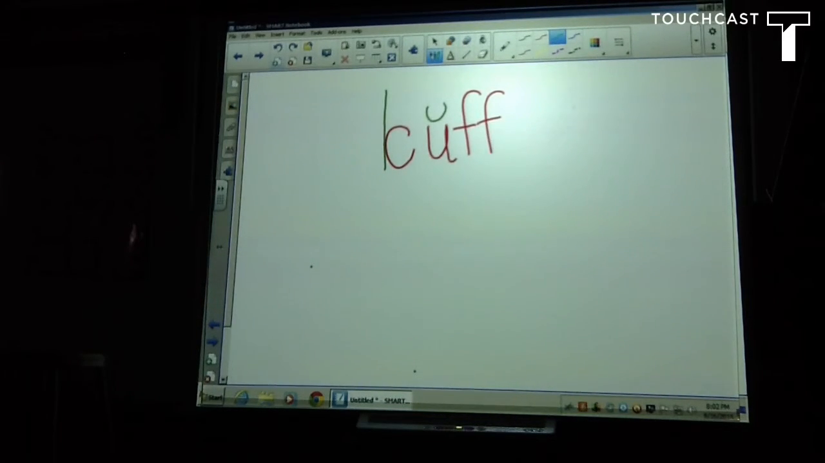Can you read this word for me? Cuff. Very good. Do you think you could use it in a sentence? I ran in the mud and my cuff got dirty. Very nice.